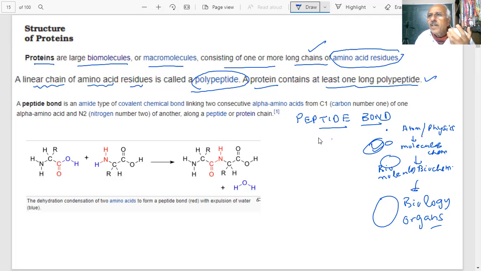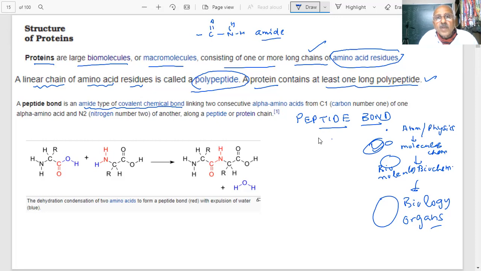And depending on what type of units are there, the peptide bond is an amide type of covalent chemical bond. You have seen what an amide is, students. What is amide? Tell me. C double bond O, NH2. This is amide in chemistry. Yes or no? Yes, sir. Now I'm saying an amide type of bond will be there.